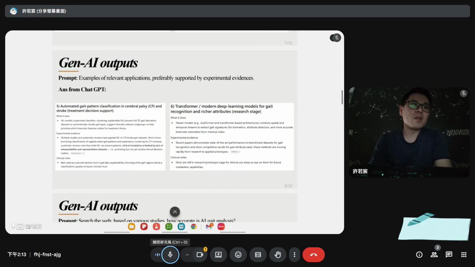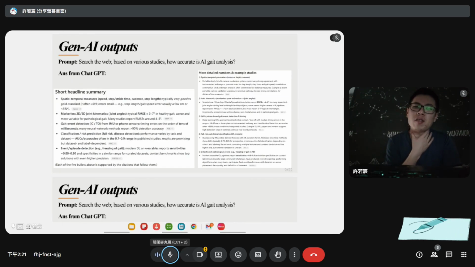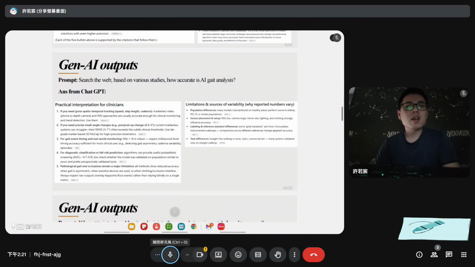So the third thing I want to know is, I used the prompt and asked ChatGPT to search the web, based on various studies, how accurate AI is in gait analysis. ChatGPT's answer is a summary of the six papers it mentioned above, listing their final results and providing an overall summary. Although this somewhat does not answer the question, considering that this is an emerging field and that the studies differ in focus and target population, it may indeed be a difficult question to answer.